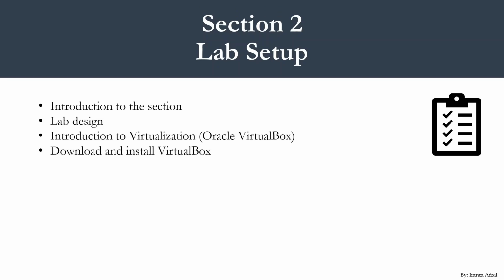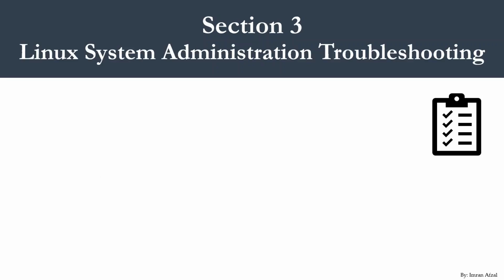Then we'll download and install VirtualBox software from Oracle, or you could go with VMware, but I would prefer Oracle VirtualBox. Then we'll create a new virtual machine within our virtualization software. Once we have the virtual machine set up, then it's time to download and install our Linux operating system. Beautiful. In section three, we'll do Linux system administration troubleshooting.